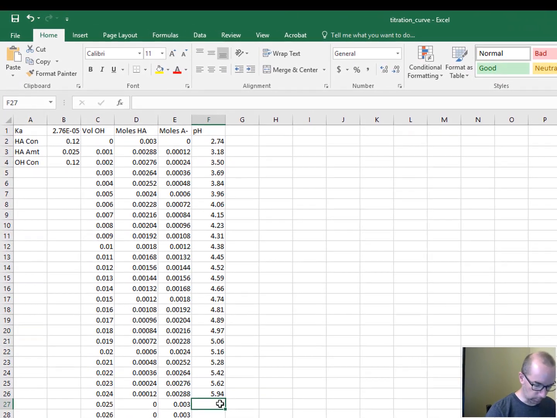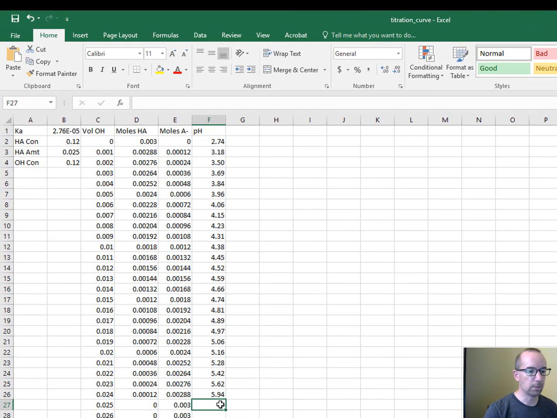So now that I'm here at the equivalence point, I need to remember that my pH is going to be based solely on the amount of conjugate base that I have. So this is the amount of conjugate base that I have from this point forward. So that's the number of moles that I have there. So this is going to be equal to Kw, which is 1 times 10 to the minus 14, divided by my Ka, which is this.